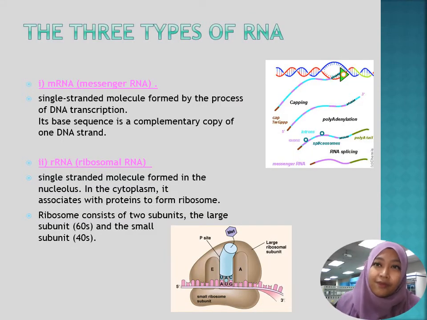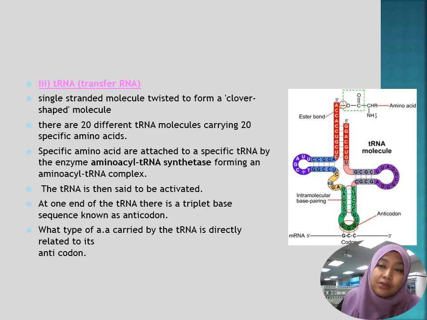There are 3 types of RNA. mRNA, messenger RNA, functions in DNA transcription. rRNA, ribosomal RNA, is formed in the nucleus and associated with protein to form a ribosome. tRNA, or transfer RNA, is a clover-shaped molecule carrying a specific one of the 20 amino acids. It also contains an enzyme, the amino acid tRNA synthetase, which forms an amino acid-tRNA complex when activated.